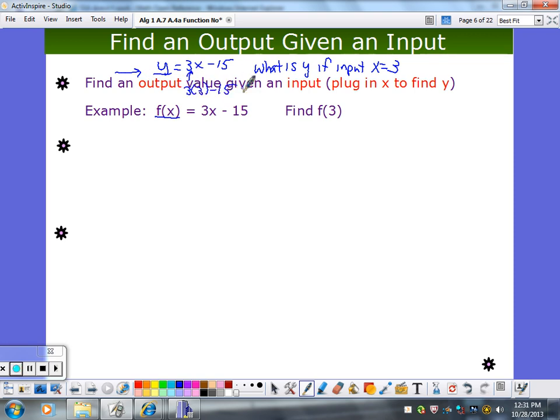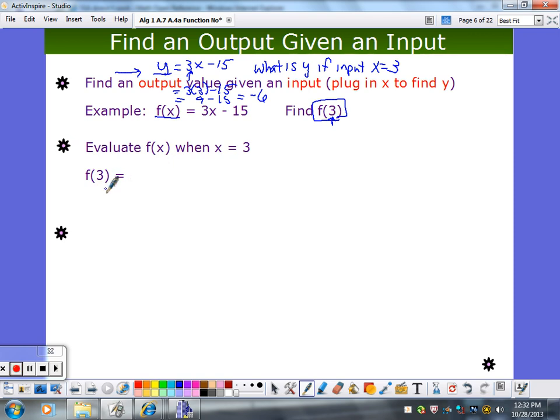Plug in the 3 where the x is. Exactly. 9 minus 15, right? And I get negative 6. Now this notation here says all that in just a few little characters. This says find the output if the x is 3. Find the output if x is 3.